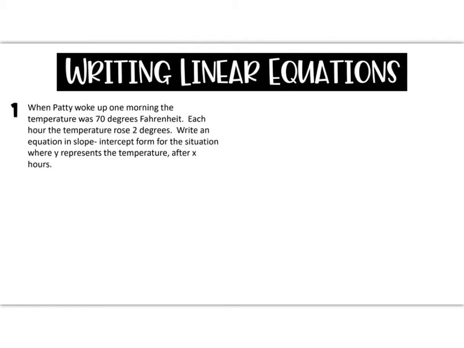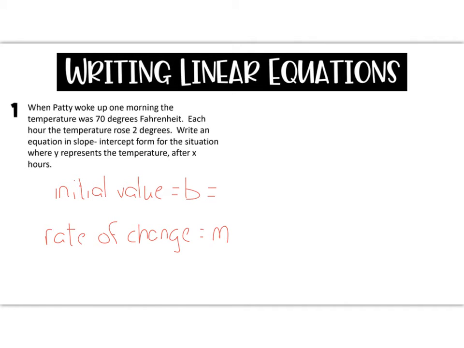Let's write linear equations in slope-intercept form. So this is a word problem type thing, so we need to find the initial value and the rate of change, okay? The initial value is always going to be our b, our y-intercept. Our rate of change is going to be our slope, or m.